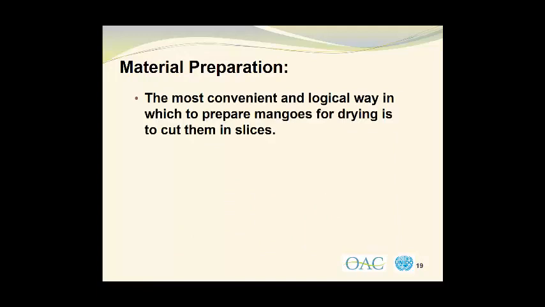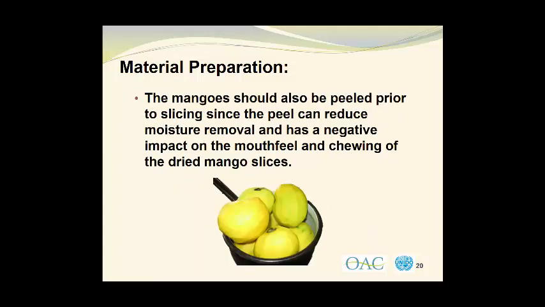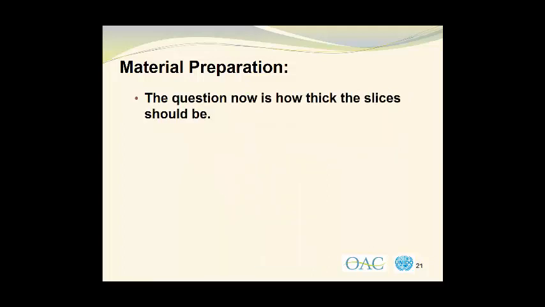The most convenient and logical way in which to prepare mangoes for drying is to cut them in slices. This is essentially dictated by the large flat seed. The mango should also be peeled prior to slicing, since the peel can reduce moisture removal and has a negative impact on the mouthfeel and chewing of the final dried mango slices. The question now is how thick the slices should be.